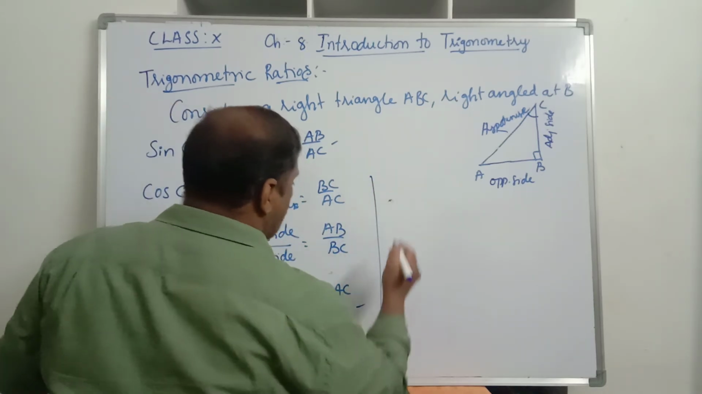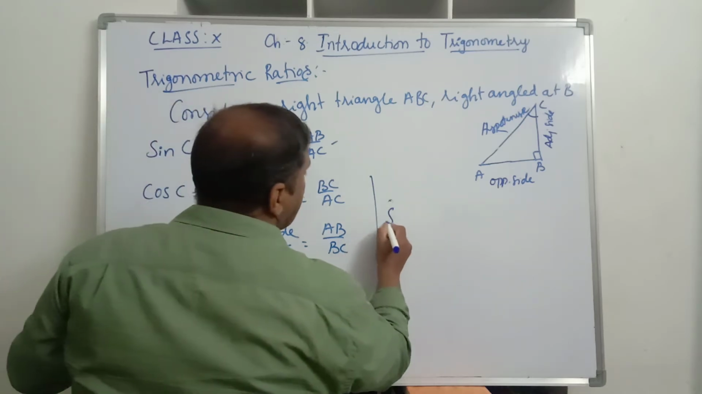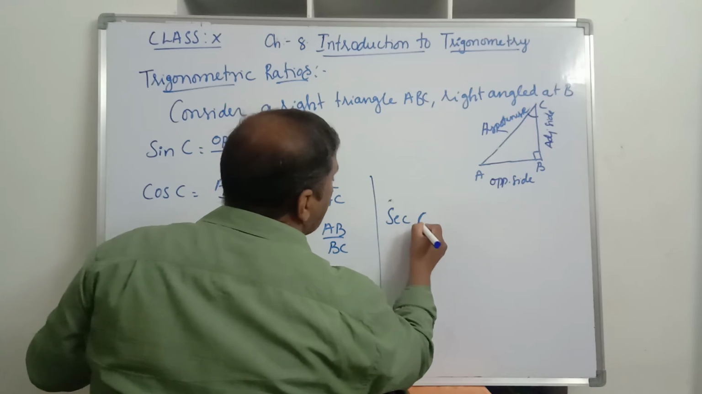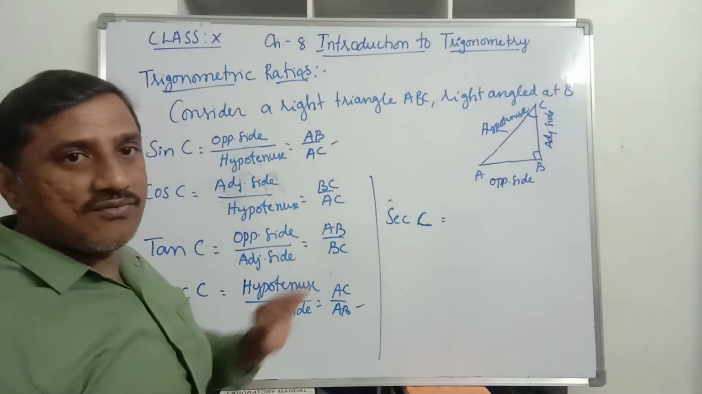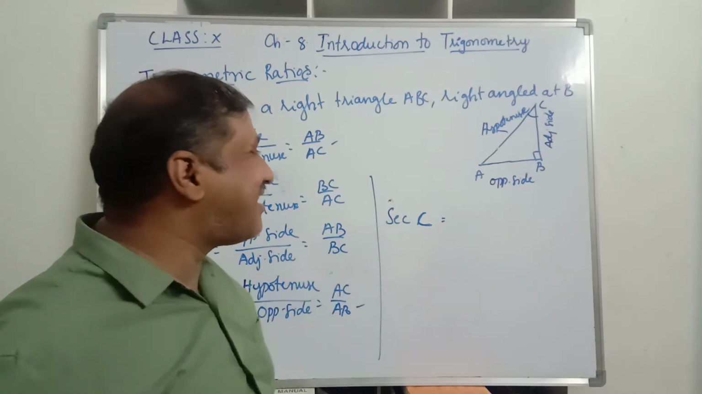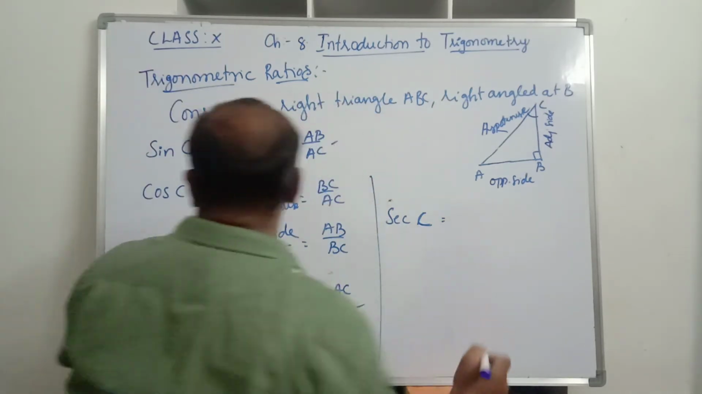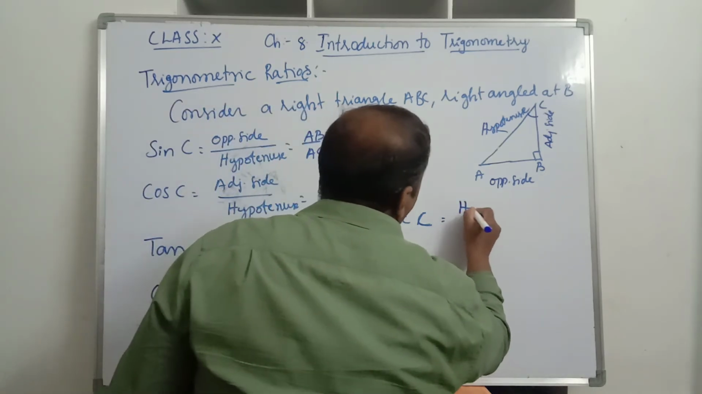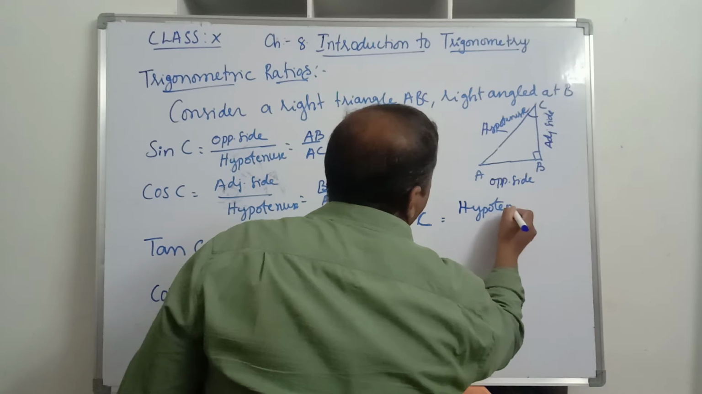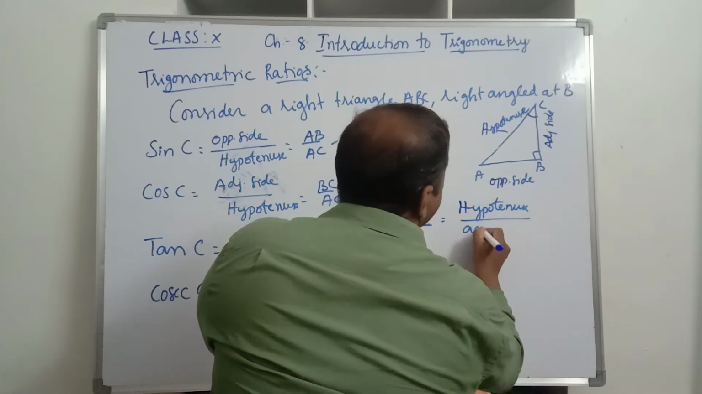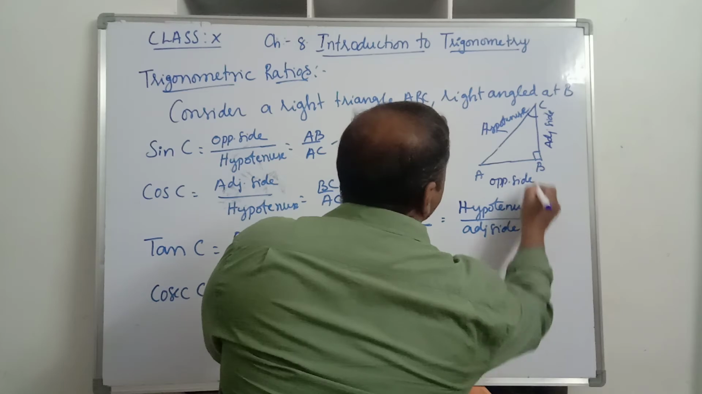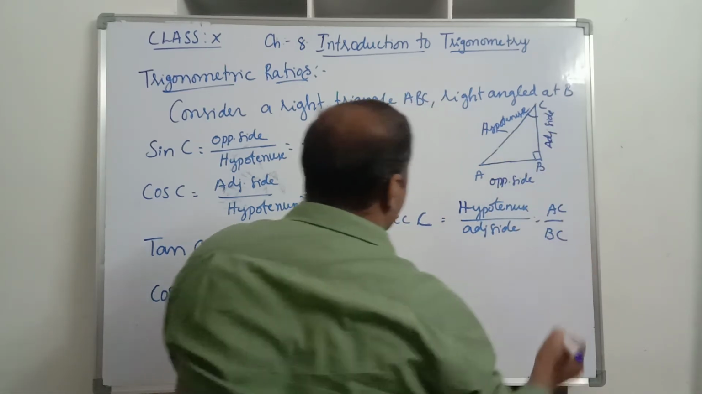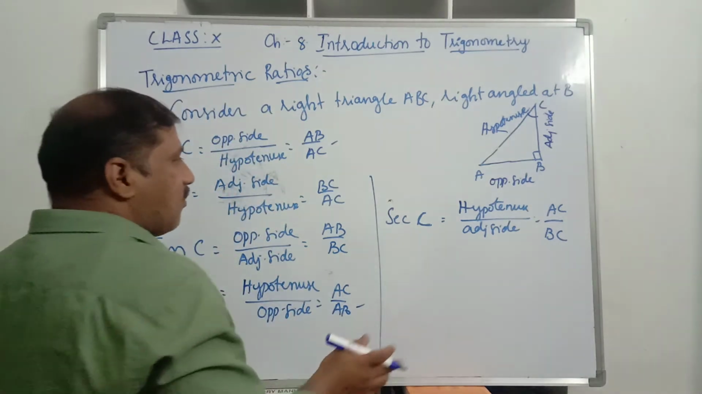Similarly, the fifth ratio is secant. Here the angle we consider is angle C. Therefore sec C, that is secant of angle C, is again the reciprocal of cos C, that is hypotenuse divided by adjacent side. Hypotenuse is AC, divided by adjacent side, which is BC.